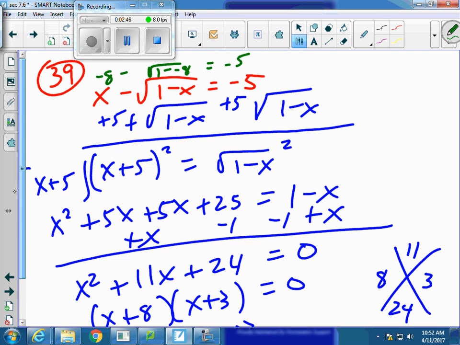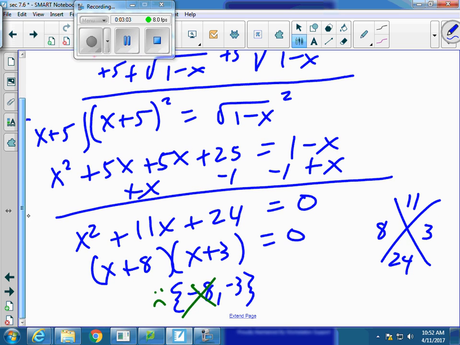Let's try negative 3. Let's do that all again with a negative 3 in there. Negative 3 minus the square root of 1 minus negative 3 gives me 4. Square root of 4 is 2. Is negative 3 minus 2 equal to negative 5? Yes. So our solution is negative 3.